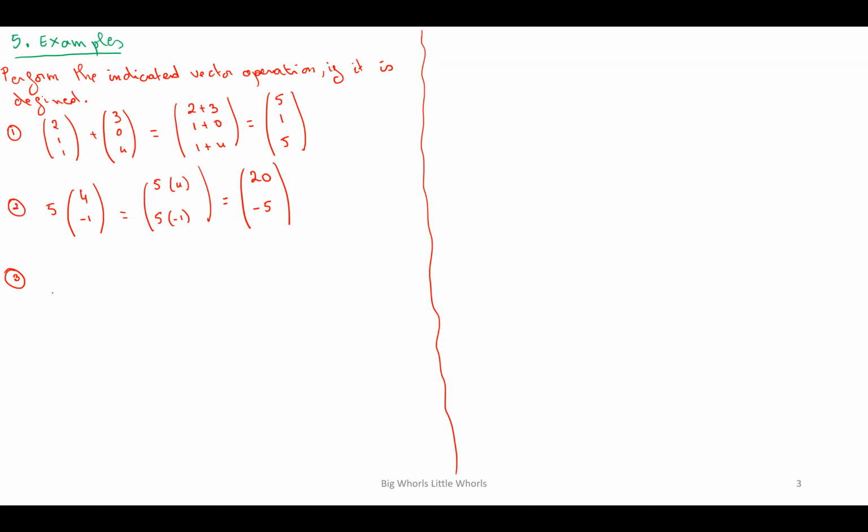This new one is a linear combination. So we have 2 times (1, 2) plus 3 times (1, 2, 3). The first operation is 2 times (1, 2). We have 2, and 2 times 2 is 4.